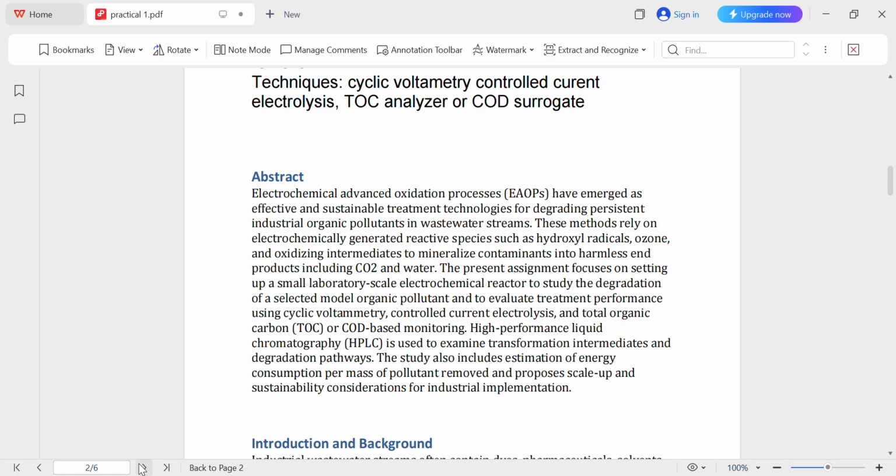The study also includes estimation of the energy consumption per mass of pollutant removed, and process scale-up and sustainability considerations for industrial implementation. Now we calculate how much electricity or energy is needed to remove a certain amount of the pollutants. We also suggest how this method could be used in a real factory, with safety and efficiency.